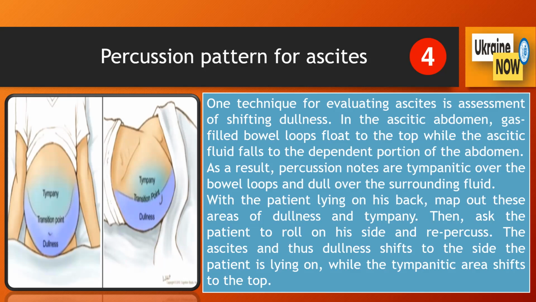With the patient lying on his back, map out these areas of dullness and tympany. Then ask the patient to roll on his side and repercuss. The ascites, and thus dullness, shifts to the side the patient is lying on, while the tympanic areas shift to the top.